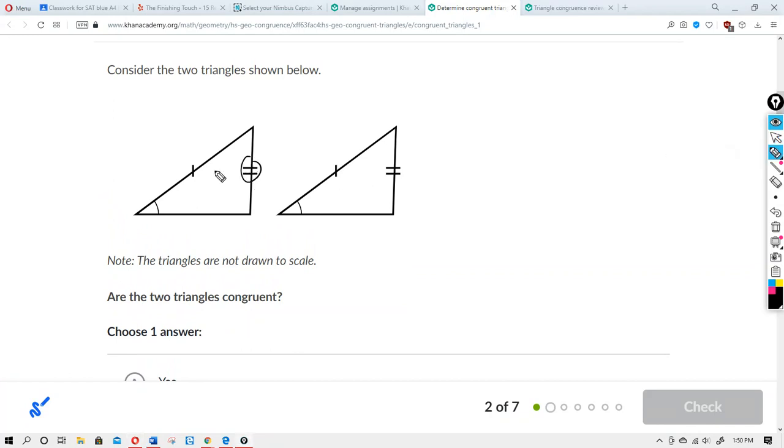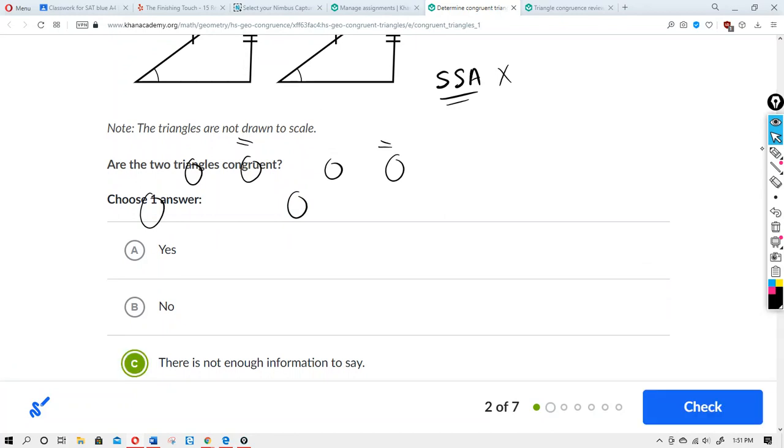Here we have side, side, angle. There is no postulate that says side, side, angle. And we can't use hypotenuse leg because it does not say that this is a right angle here. But we can't say that they're not congruent either because they didn't give us enough information. Maybe there's other sides and angles that are congruent. But for these two, we can't say because there's no such thing as side side angle. There's not enough information.